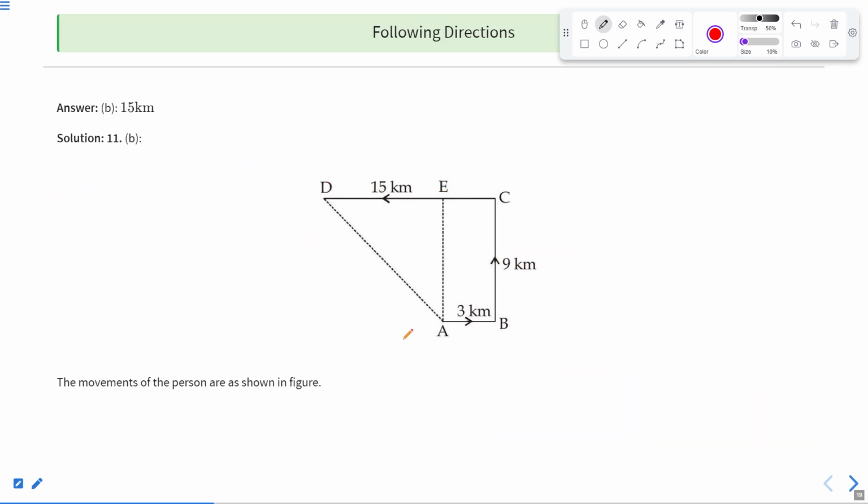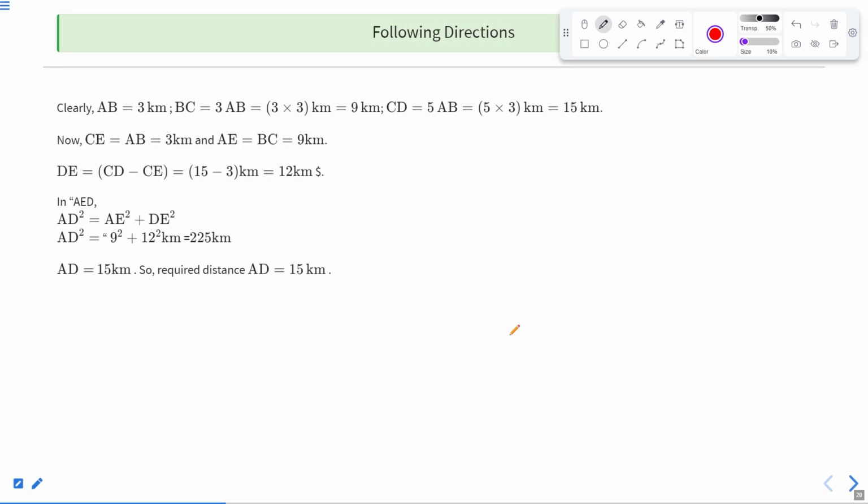As can be seen from this figure, A to B is 3, B to C is 9, C to D is 15. 3 times A to B and 5 times A to B. Up D to E, the western component is 15 minus 3, and the northern component AE is 9. Therefore, AD is square root of AE square plus DE square. Clearly, AB is 3, BC is 3AB, which is 3 into 3 kilometers equal to 9 kilometers, CD is equal to 5AB, which is 5 into 3, 15 kilometers.